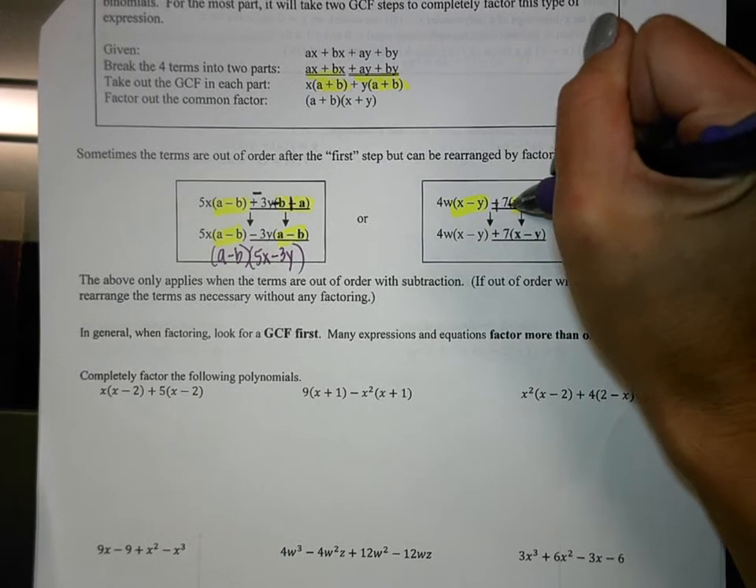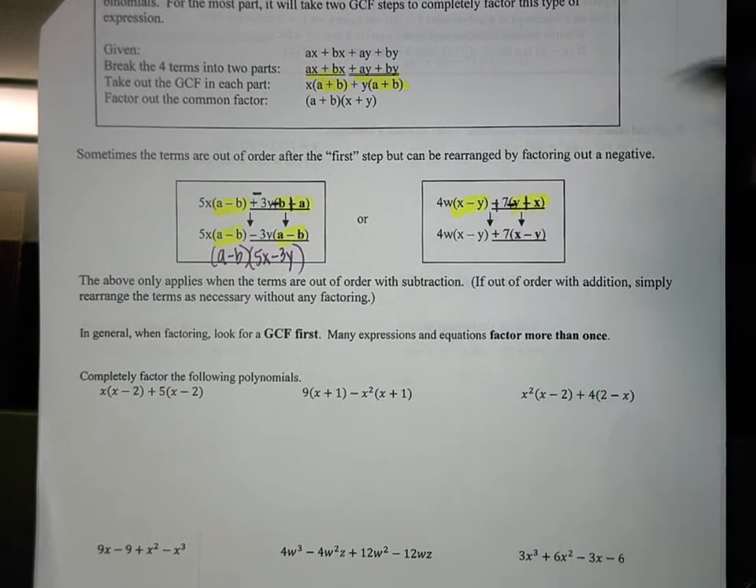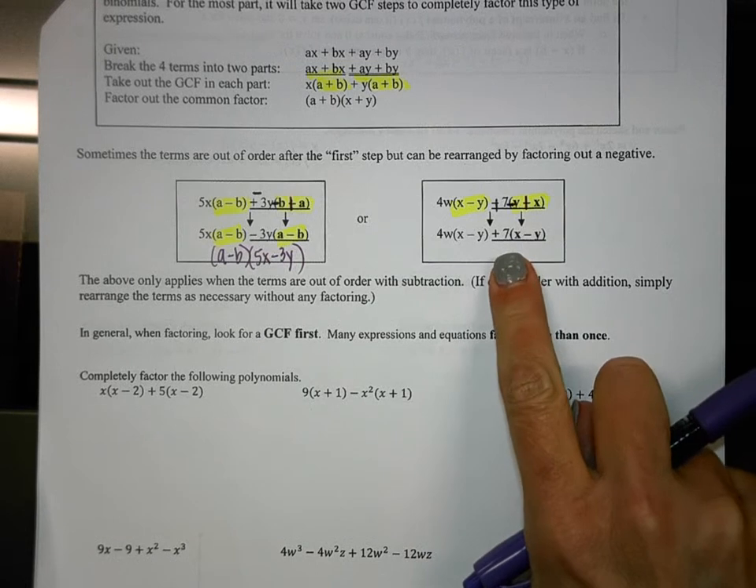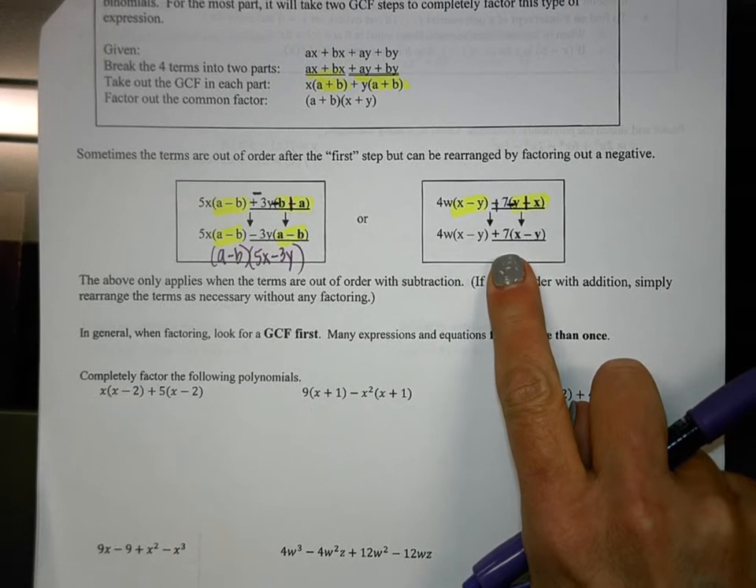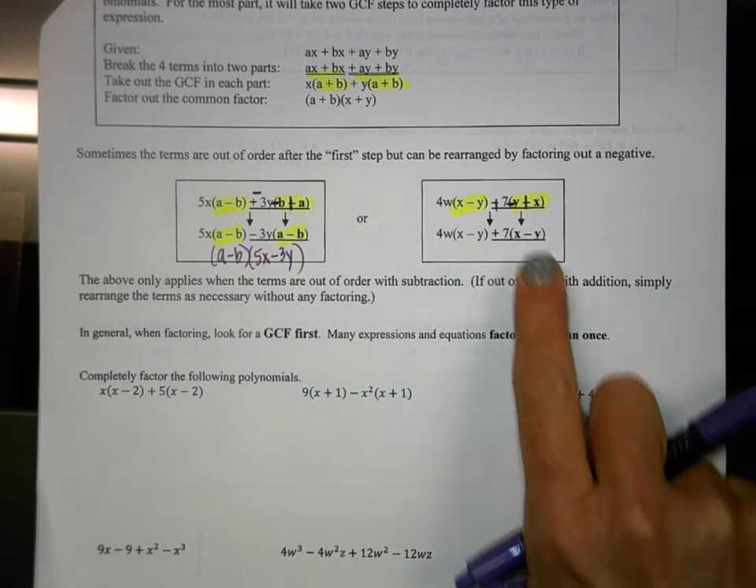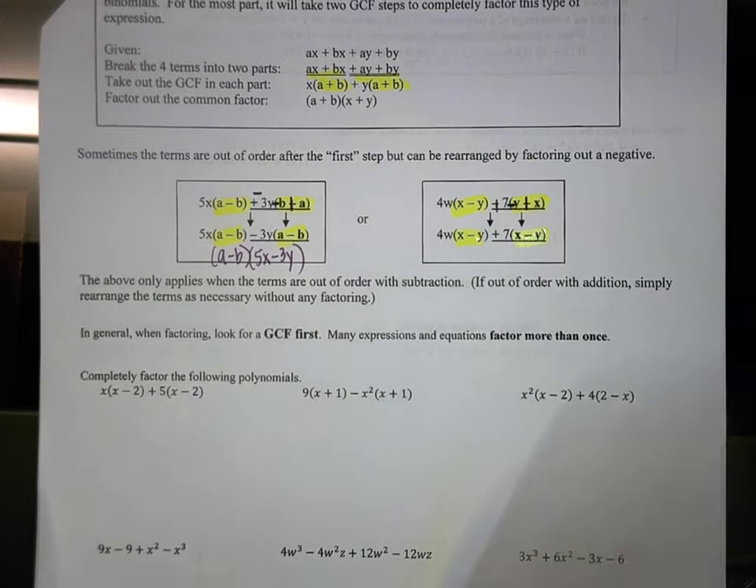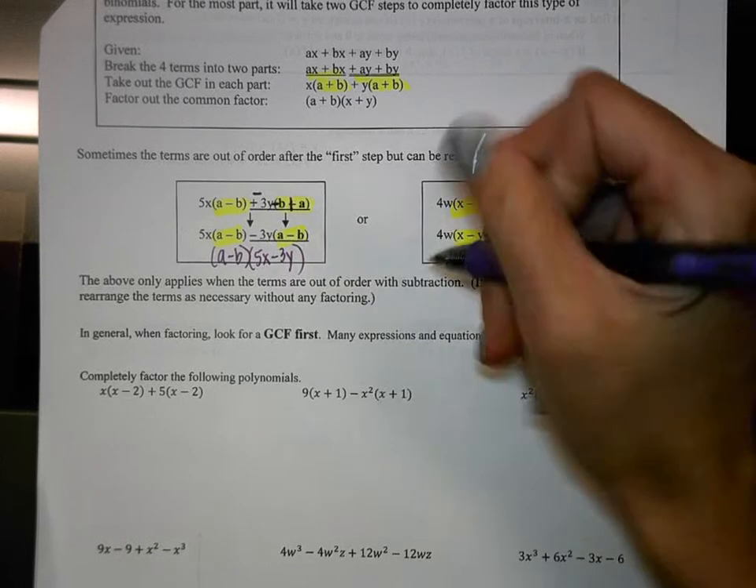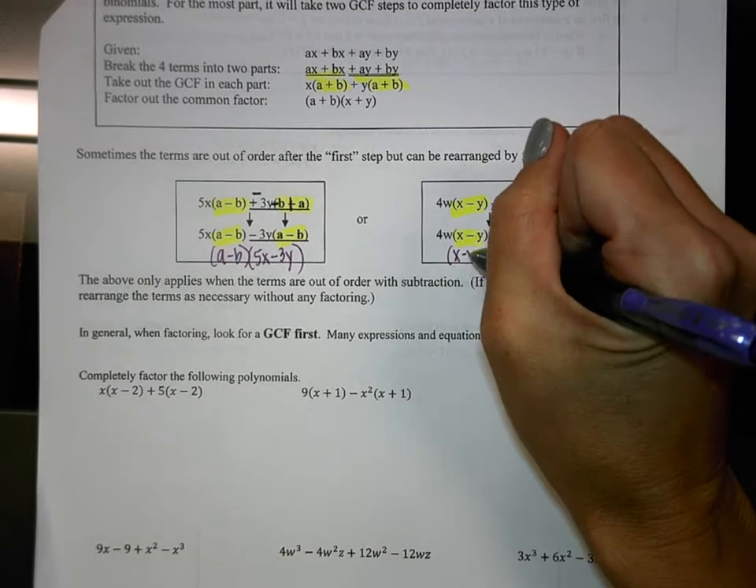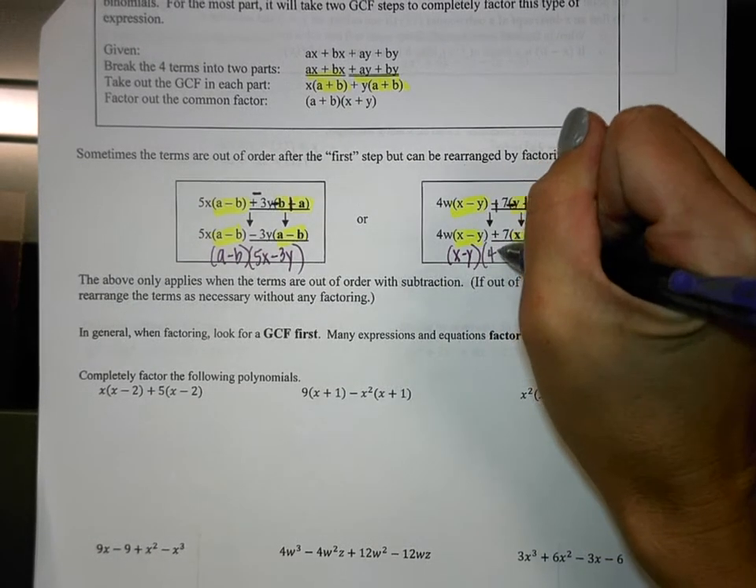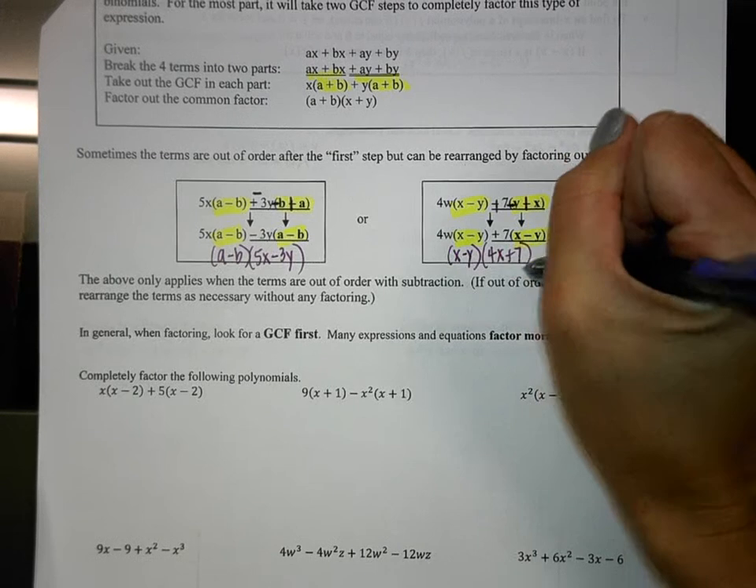And then this becomes a negative, and this one would become a positive. And so now this gets rewritten as a positive 7, and we can flip this around to be x minus y so that each of these are the same. Okay, so now this final factored form would end up being x minus y and 4x plus 7.